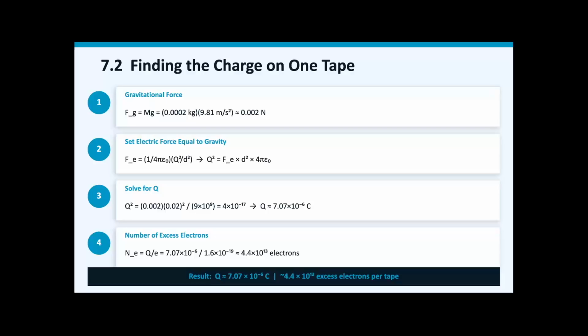Step 4 is to convert to the number of electrons. Divide Q by the elementary charge, 1.6 times 10 to the negative 19th. That gives approximately 4.4 times 10 to the 13th excess electrons on each tape.